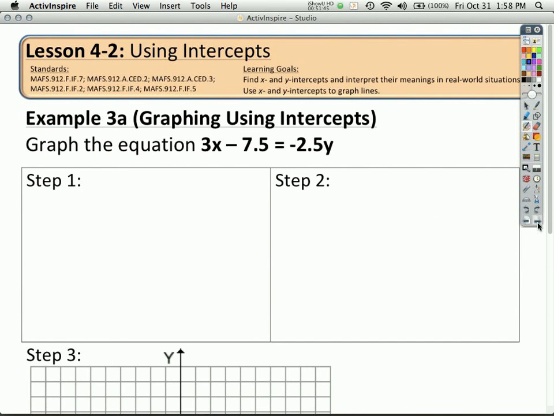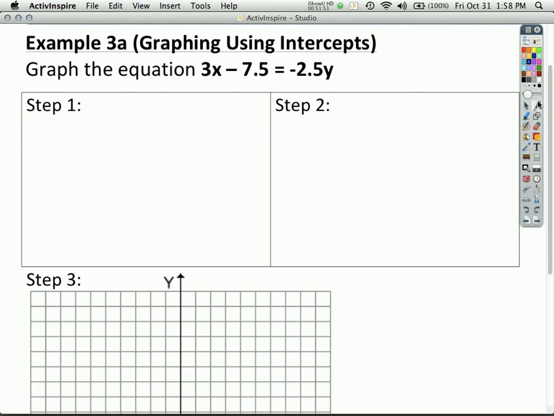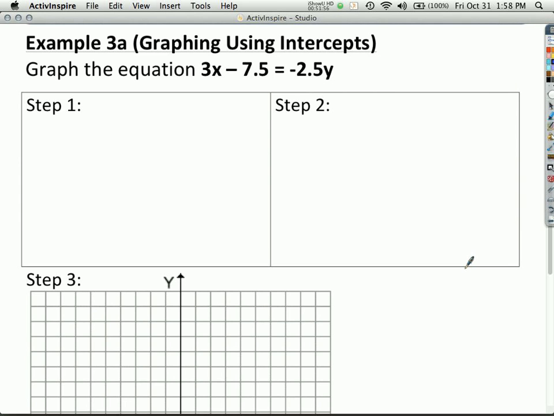So, example 3, got 2 parts. Part A, we're going to graph this equation: 3x minus 7.5 equals negative 2.5y. So the goal is the graph. The goal is not the intercepts, but the intercepts are the work to get the graph, and it's much more efficient than making a table. I'm calling it step 1 and step 2, but we're going to do that the first time. After that, you don't need to do that.